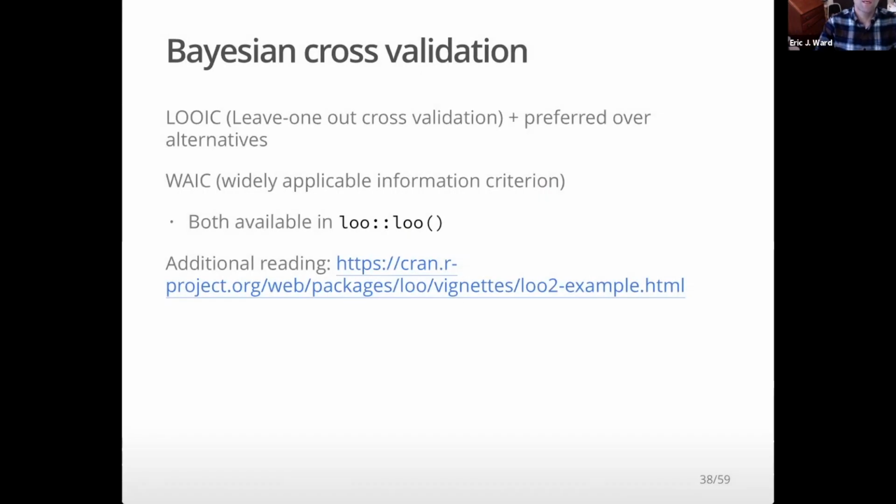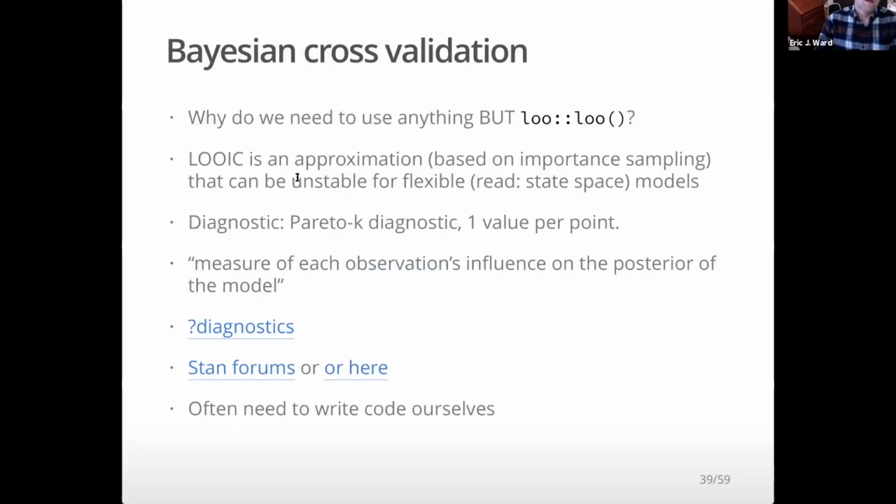So using this in a Bayesian sense, as I said before, there's this LOO-IC, which is the leave-one-out information criterion, generally preferred over alternatives. But both this and WAIC are available in the loo package in R. There are a lot of vignettes out there that I don't need to get into today, but they're other things you can read if you're interested.